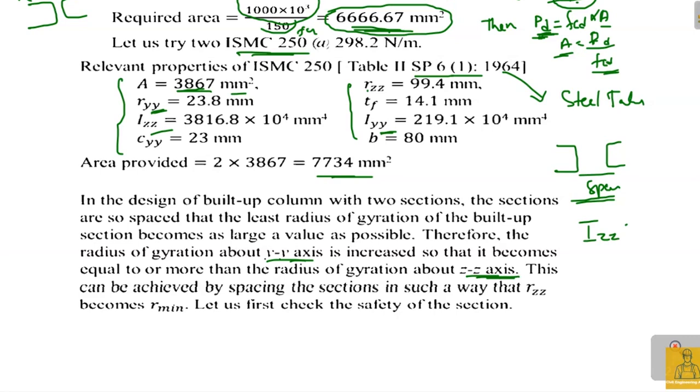Okay, we have to provide the spacing in such a way that the least radius of gyration about YY should be equal to or greater than the radius of gyration about ZZ axis. So this can be achieved by spacing the sections in such a way that RZZ becomes R minimum. So as I told you, I minimum is taken to be IZZ, or R minimum is taken to be equal to RZZ. So let us first check the safety of the section.